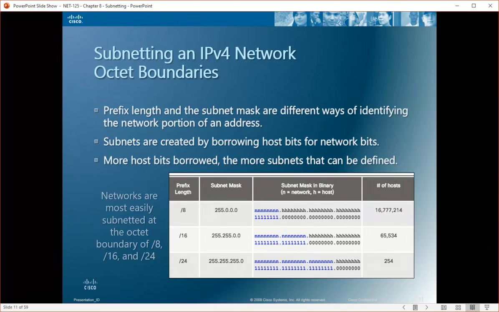Now, in order to create subnets, we do what's called borrowing of the host bits. So in the example of the /24, if we were to take this 25th bit, the first H bit, and convert that into a network bit, we would then be able to set another set of devices underneath that. We would have one that starts with a 1 and one that starts with a 0. So that's the division that we saw earlier.